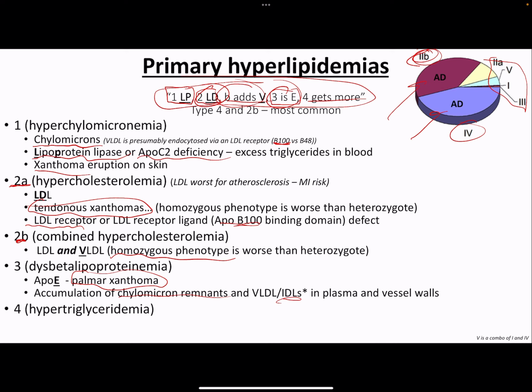And then 4 gets more. We're just making more VLDL. And if you're making more VLDL, you might get a little bit more IDLs and LDLs as well, because, of course, they're downstream of that.